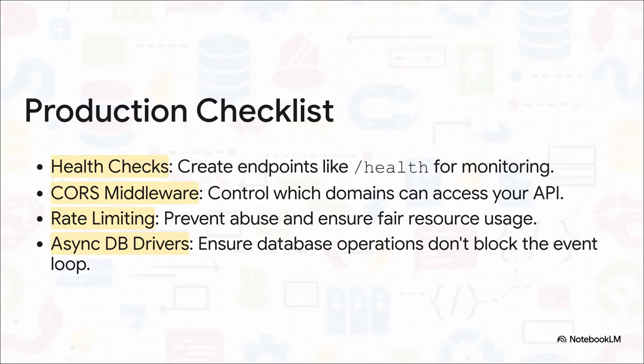And when you're heading to production, there's a little checklist of things you'll definitely want to set up. You need a health endpoint, so your monitoring tools can check if your app is still alive. You'll probably need to configure CORS, which is what controls which other websites can talk to your API. Rate limiting is a must to stop people from spamming your service. And this is a big one. You have to use async database drivers. If you don't, your database calls will block everything. And all that awesome async performance we talked about, it just goes right out the window.